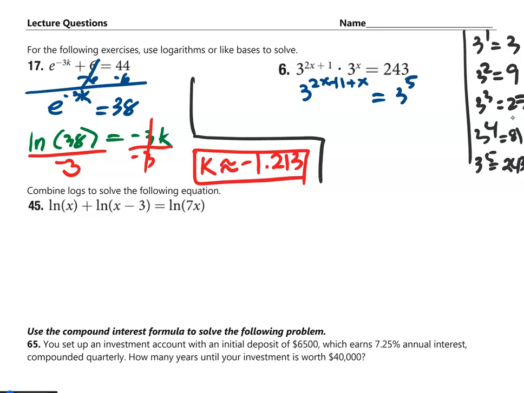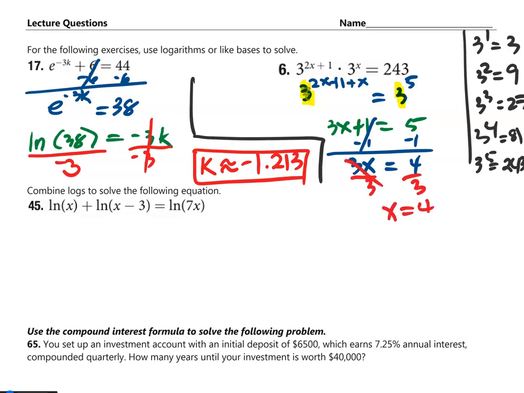Now, as you can see, they have the same base of 3. So the exponent 2x plus 1 plus x is 3x plus 1, which is equal to 5. And then if we subtract 1, 3x is equal to 5 minus 1, which is 4. And then just divide both sides by 3. So x is equal to 4/3. That's number 6.